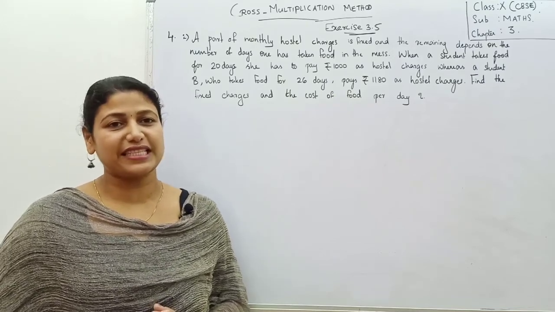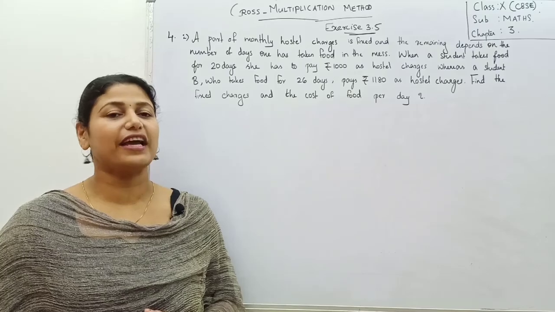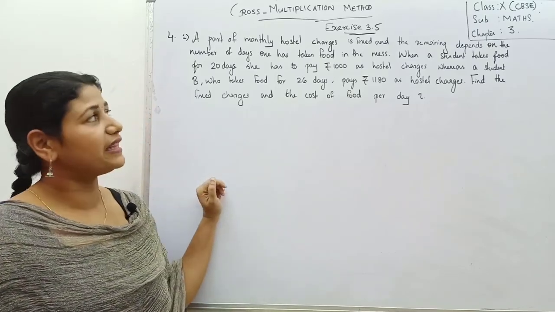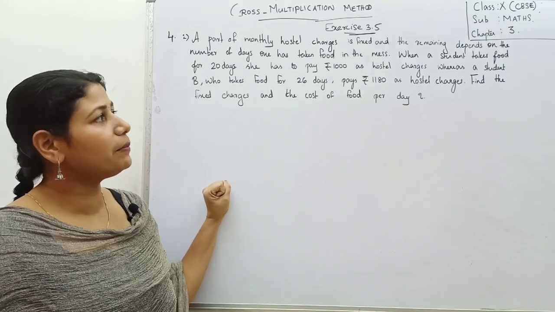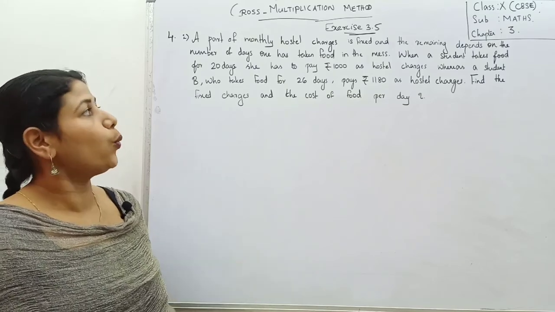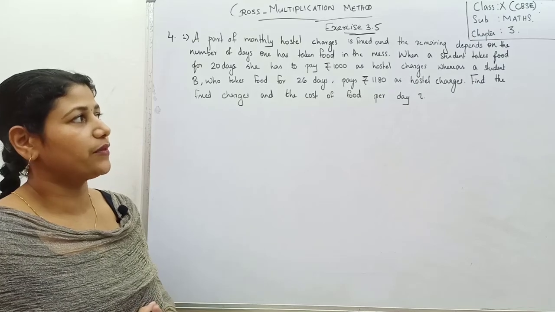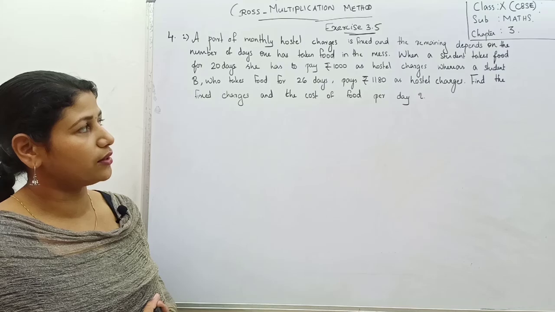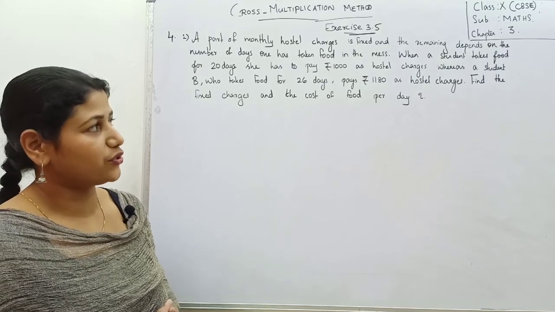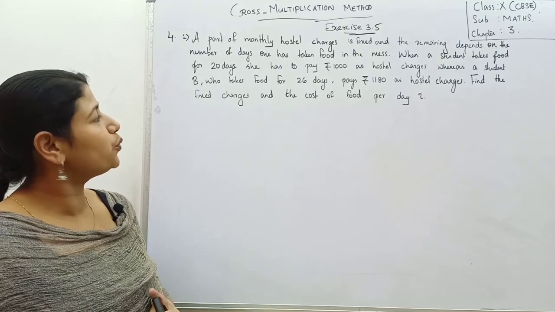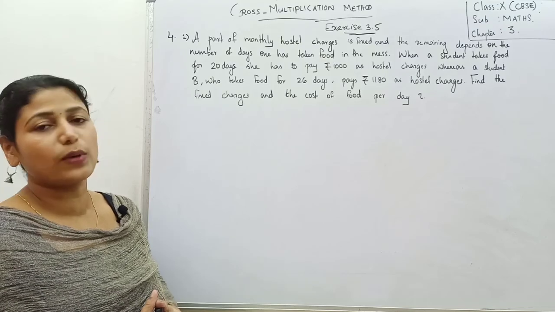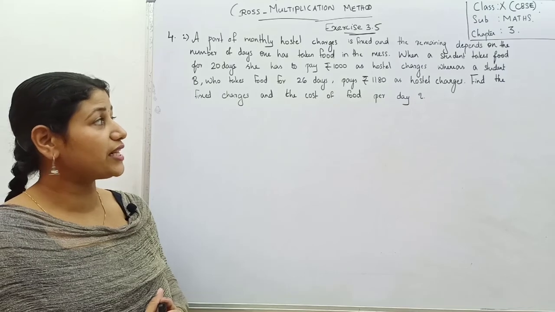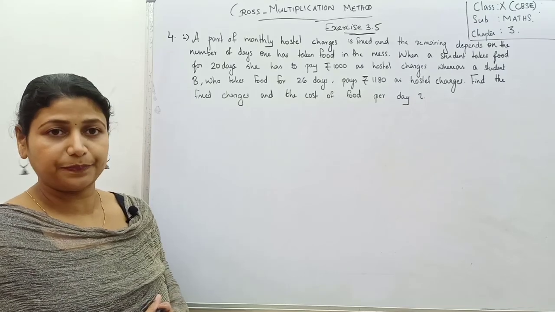Today we are continuing with the same exercise 3.5. And the fourth question, the first question is here. A part of monthly hostel charges is fixed and the remaining depends on the number of days one has taken food in the mess. When a student A takes food for 20 days, she has to pay rupees 1,000 as hostel charges, whereas a student B who takes food for 26 days pays 1,180 as hostel charges. Find the fixed charges and the cost of food per day.